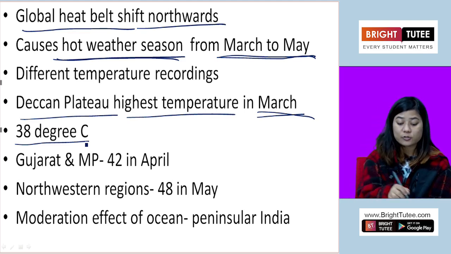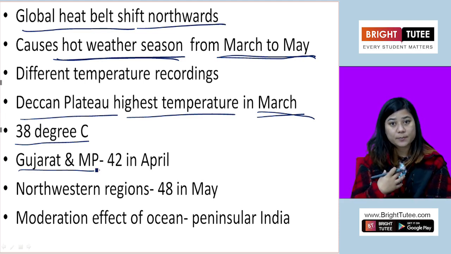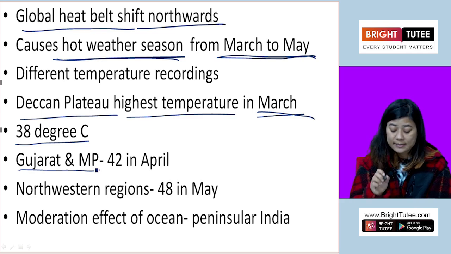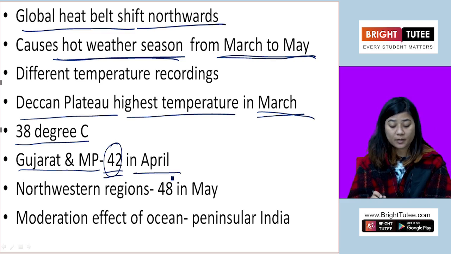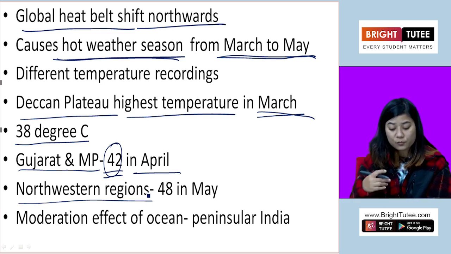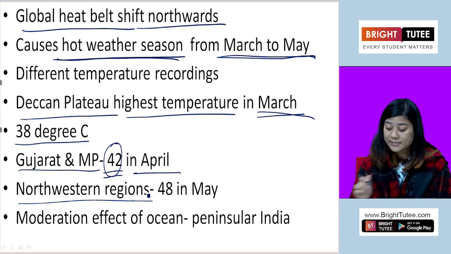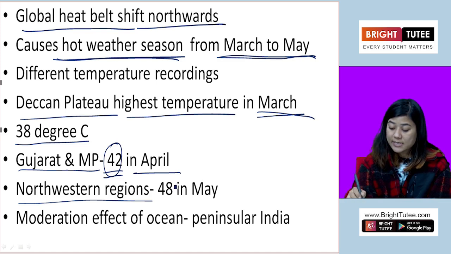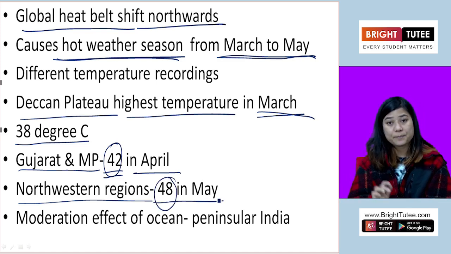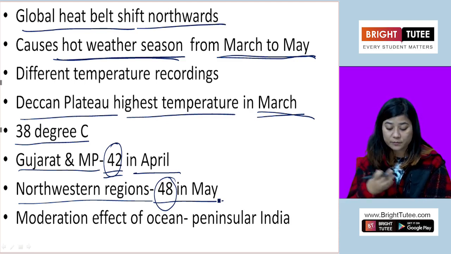But when you look at Gujarat and Madhya Pradesh, Gujarat is in the west and Madhya Pradesh is just next to Gujarat, there the temperature is 42 degrees Celsius in April. Okay. Now if you move to the northern part of the western region, the northwestern region of India, then the temperature that can be recorded in this area is 48 degrees Celsius in May. These are the highest average temperatures recorded in these areas.